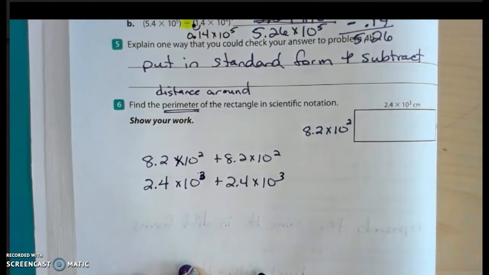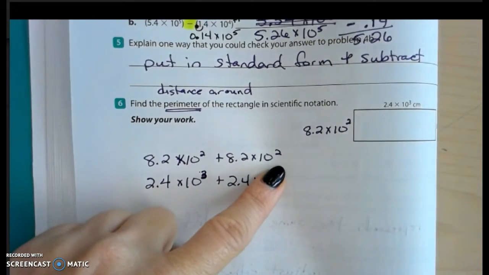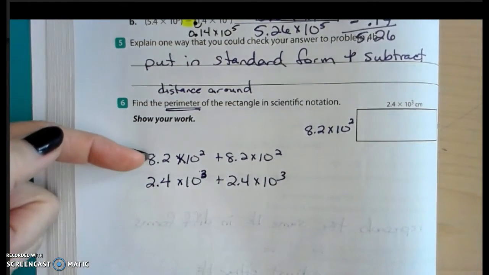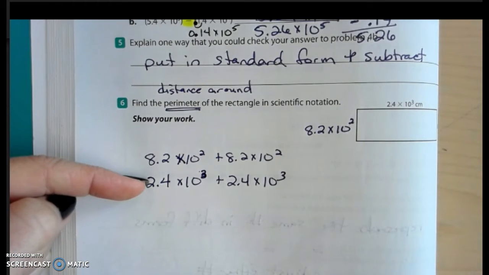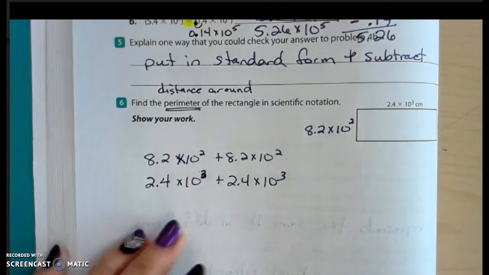Now, I didn't set those up like a traditional addition problem because I've got 2 base 10s that are squared and I have 2 base 10s that are cubed. I'm going to add the squared ones, then I'm going to add the cubed ones, and then I'm going to adjust, so I only have to adjust one time, and then I'll be done.